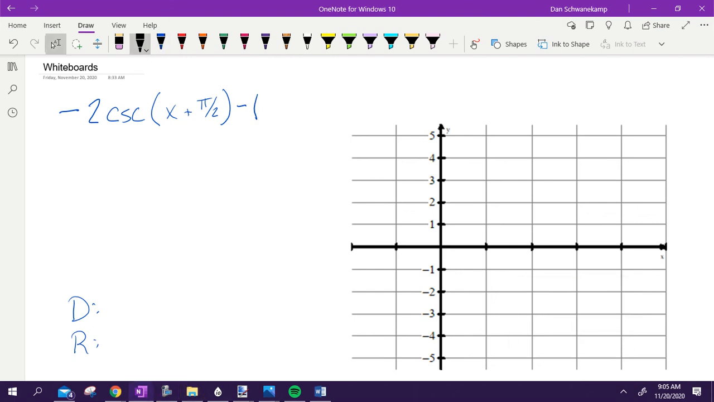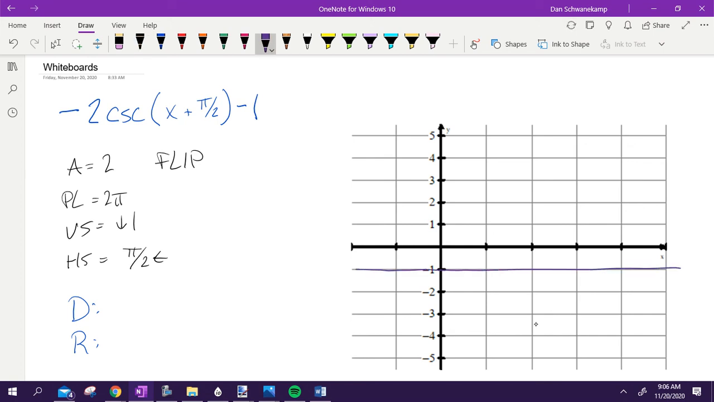First thing we're doing, I'm going to go quick through that because you guys did fine with it. Amplitude is 2, and we flipped because it was negative. Our period length is 2 pi. My vertical shift is down 1, and my horizontal shift is pi over 2, and we're going to the left. So this is my midline. My amplitude is 2, so I'm going up to here and down to there.